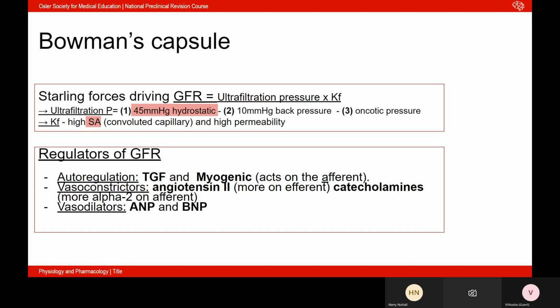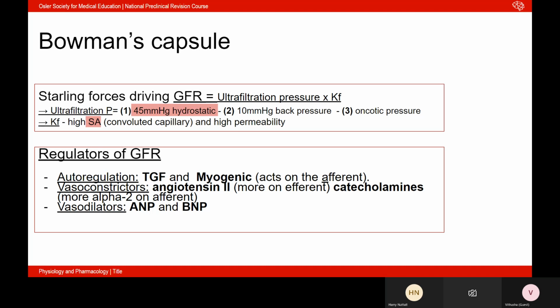There is a high driving force to filter the filtrate into the capsule space. What's specific about this setup is that there is a high ultrafiltration pressure. This is because of the afferent and efferent arteriole setup, which doubles the hydrostatic pressure of the capillary compared to other capillaries in the system. There is a little bit of back pressure from the filtrate, and that's subtracted. And there's also the oncotic pressure from the capillaries, which is drawing fluid back into the capillaries, but these are much less significant than that high driving force of the hydrostatic pressure.